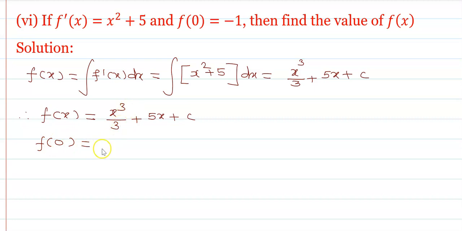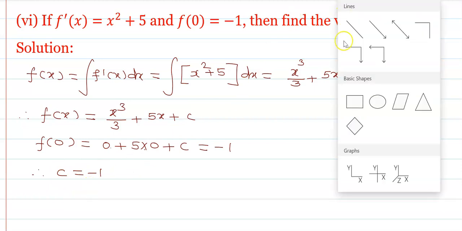So what do we put in place of x? 0. 0 upon 3 will become 0, plus 5 into 0 plus c, and the value of f of 0 is minus 1. Means what? Here the terms with 0 will be 0. It implies that c is equal to minus 1. The value of c is minus 1.